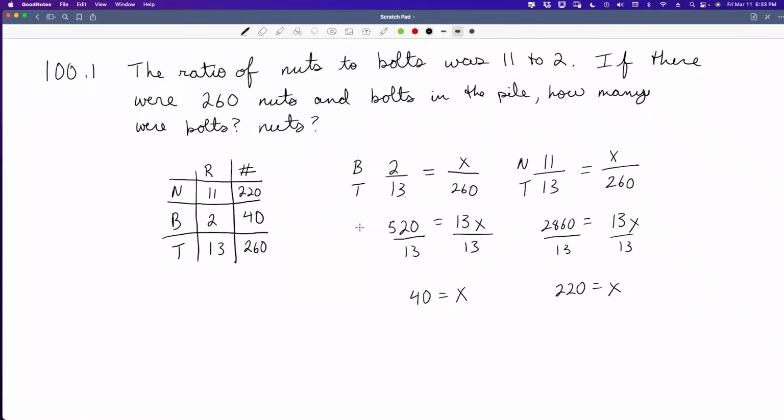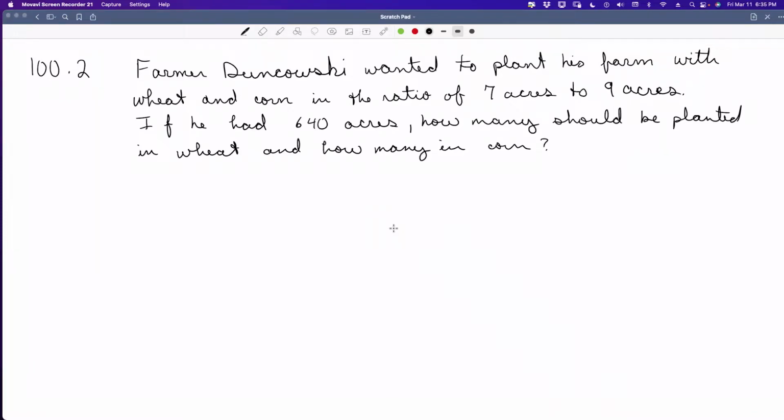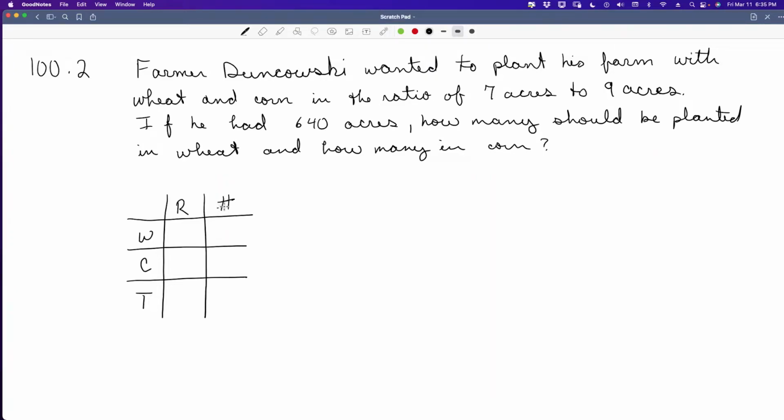Let's do 100.2. In problem 100.2, Farmer Dunkowski wanted to plant his farm with wheat and corn in the ratio of 7 acres to 9 acres. Right away in that first sentence, we can see that we're going to create our table here. We're going to have wheat, and here's our ratio to corn. Then we need to create a total column, and then we need an actual quantity column.